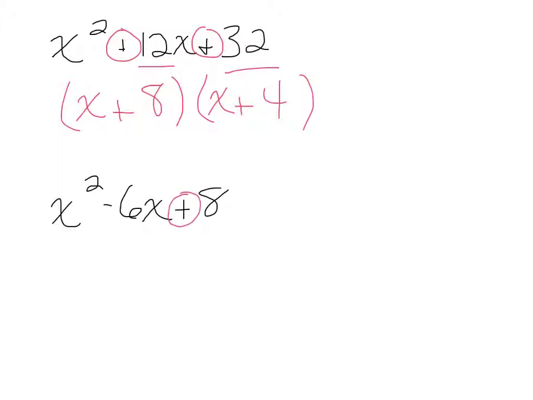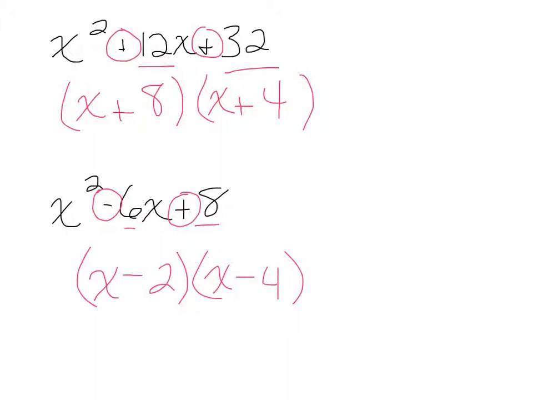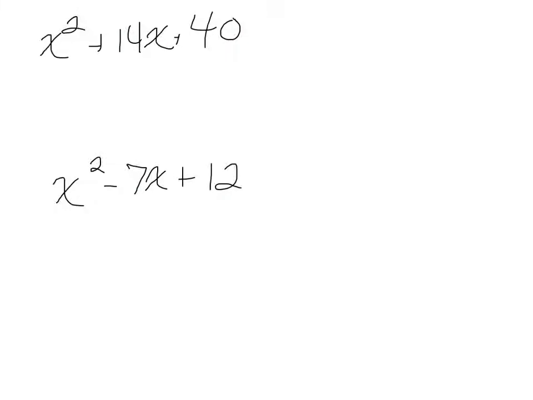This plus sign tells me that I need to have both the same signs, and this minus tells me that they're both going to be negative. It's 1x squared, so x and x, and I need factors of 8 that add up to 6, which would be 2 and 4. Now give these two a try.